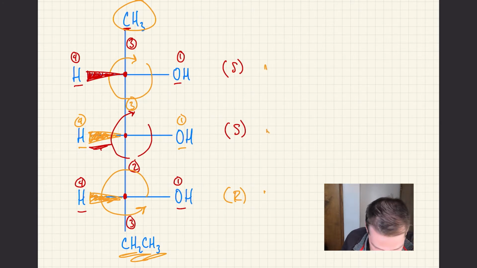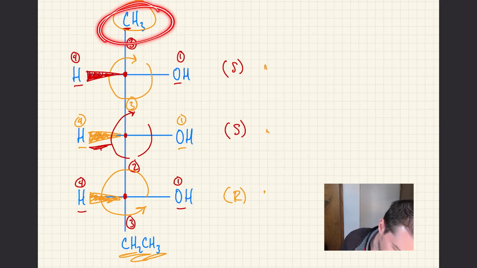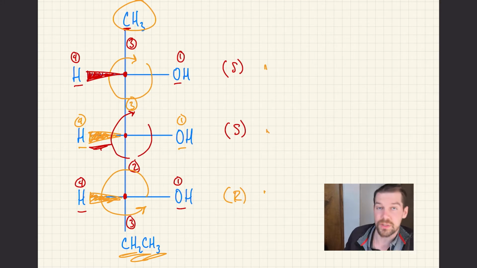For this one, there's no internal plane of symmetry. Why do I know that? If I look right there and look right there, those are 2 different substituents ultimately. So this is a chiral compound as well.